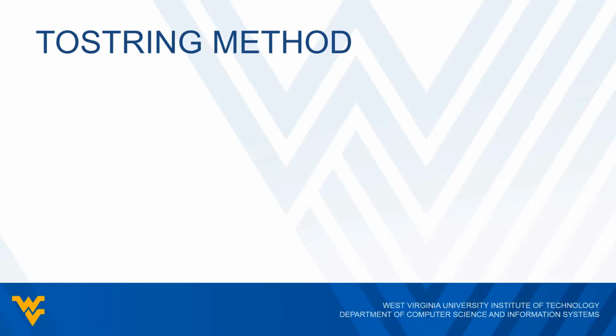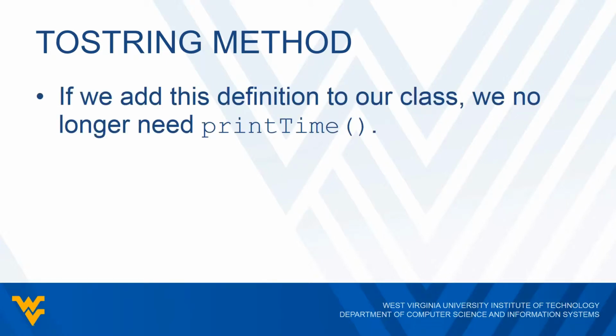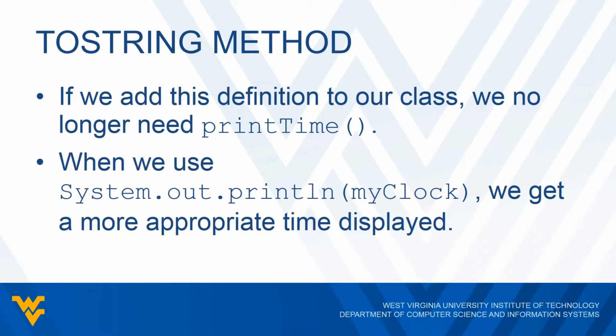What's nice about redefining our toString method is that if we put it in our class, we no longer need the printTime method, because what did printTime do? It printed our time in the hour, minute, second format. By redefining toString, we can now just use our normal System.out.println method. And then when we pass the name of our object, we get a more appropriate time.